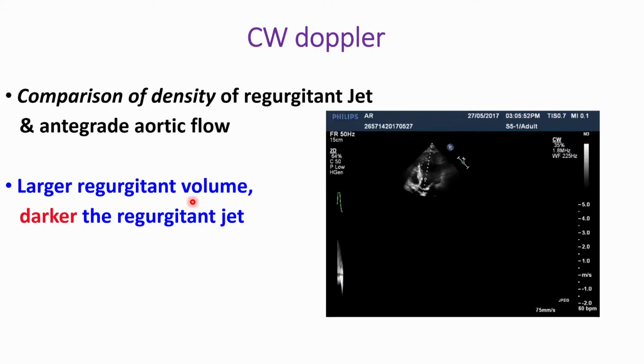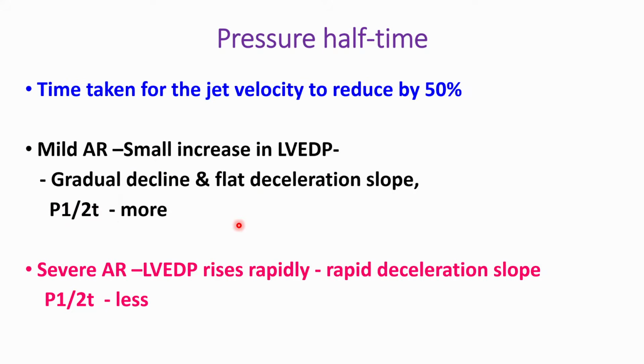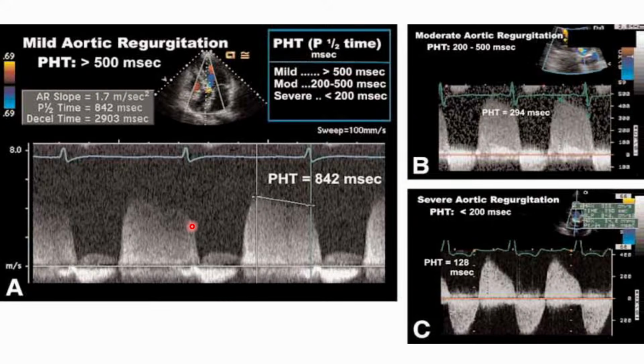The larger the regurgitant volume, the darker will be the regurgitant jet. Also, we can use pressure half time here, which is the time taken for the jet velocity to reduce by 50%. In mild AR there will be a smaller increase in the LV end diastolic pressure, so there will be a gradual decline and flat deceleration slope. Pressure half time will be more. In severe AR, if the pressure half time is greater, then it is mild AR. If a sharp decline is there, then it is more severe aortic regurgitation.